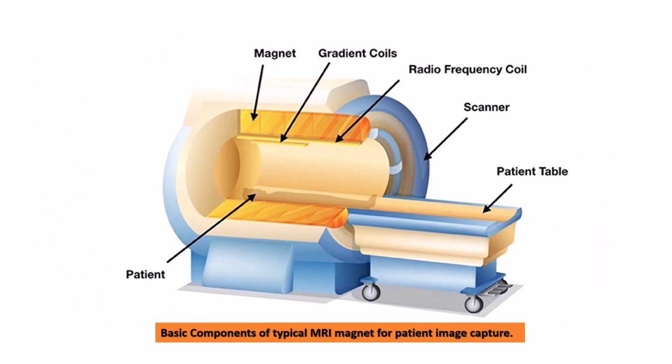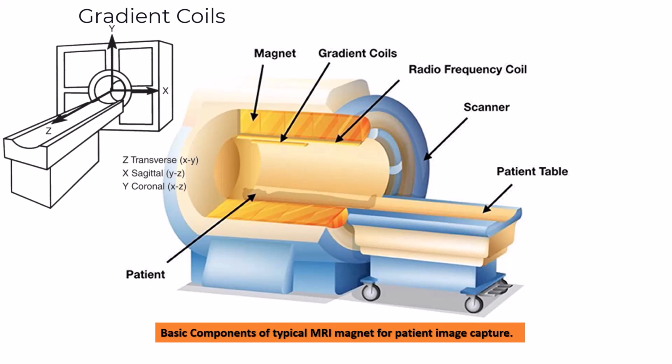Let's take a look at a superconductive MRI scanner. Notice that we have the main field magnet or coil, it is surrounded by gradient coils. Gradient coils are secondary coils that are added to the main field of magnetism to create X, Y, and Z fields of magnetism.